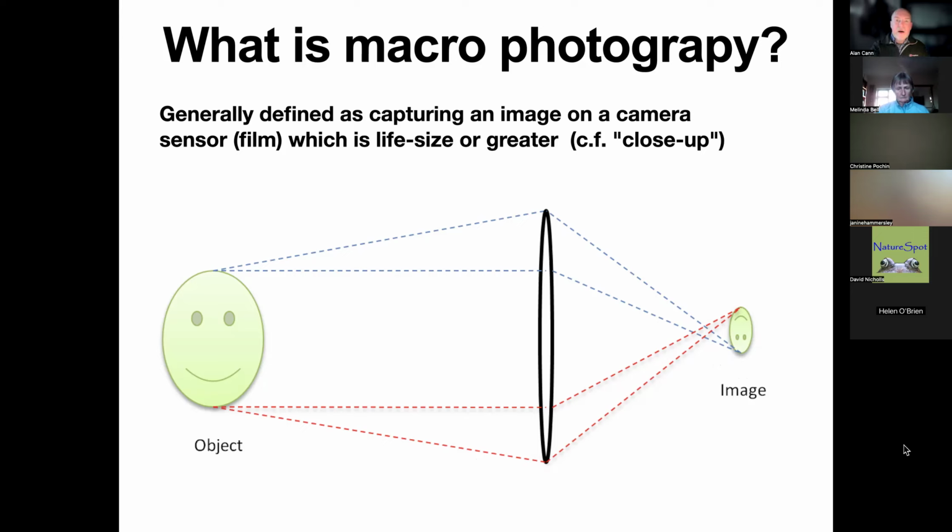I'll try not to inflict too much physics on you this evening, but there is a little bit of physics a few times that we have to go through. So generally, macro photography means capturing life-size or greater images. Again, not in the final version that you view on a screen or on a print, but actually within the camera.